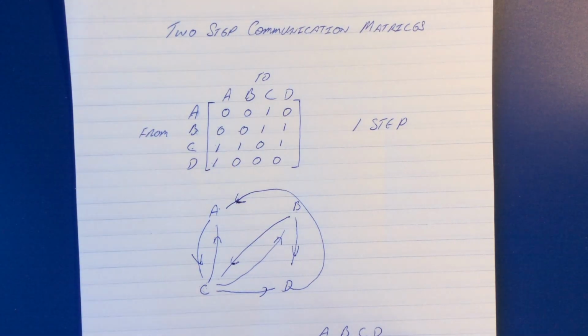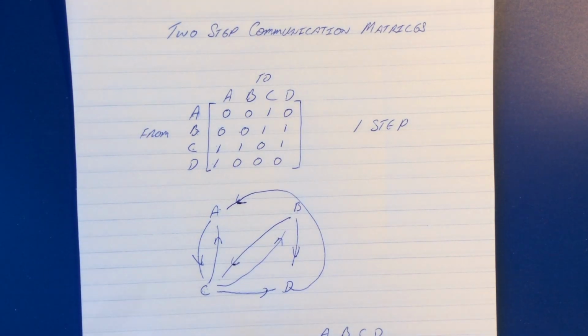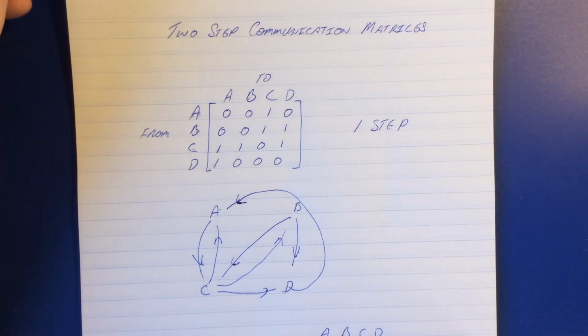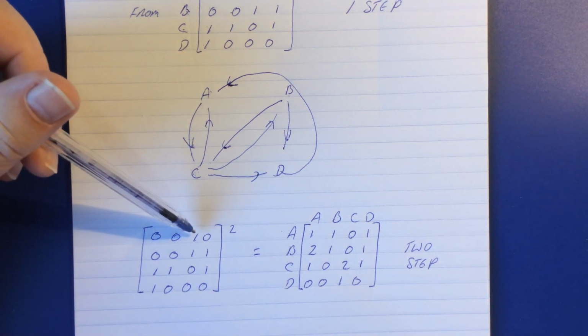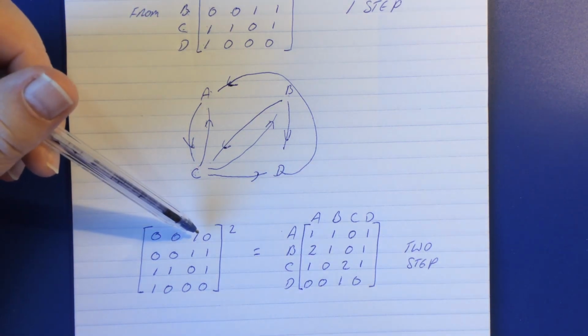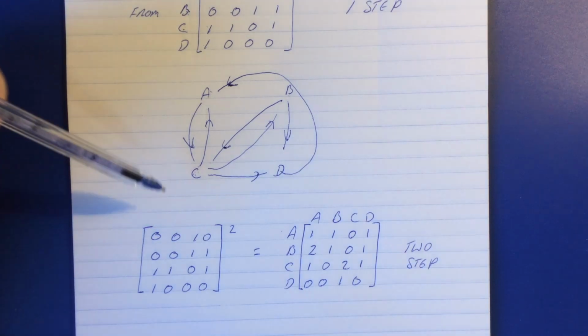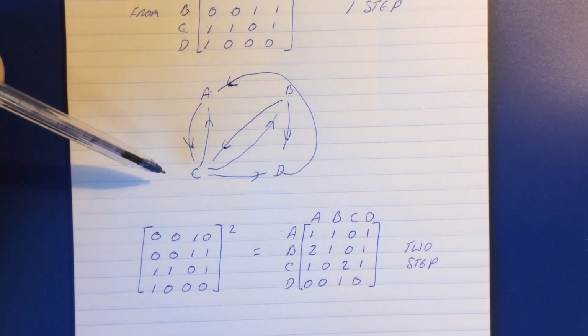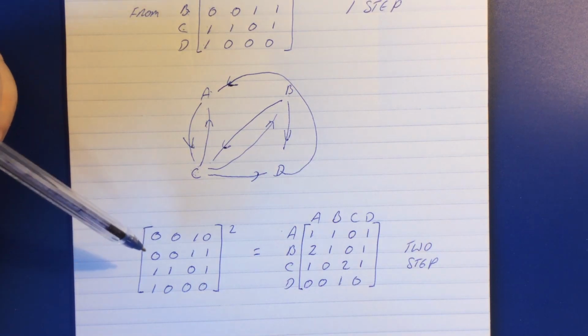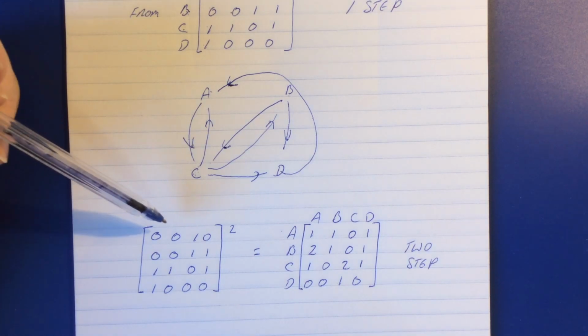And the problem is as follows. You can get really, really tangled up in this, especially in a much more complex network. And so there has to be a way, you would hope, in which this can be simplified, and there is a way. And this is it. We take our original matrix and we square it. And when we square it, what we discover is that it's possible to find two-step communication.